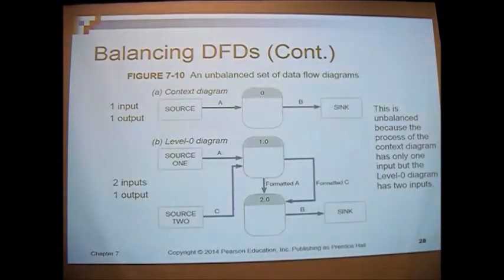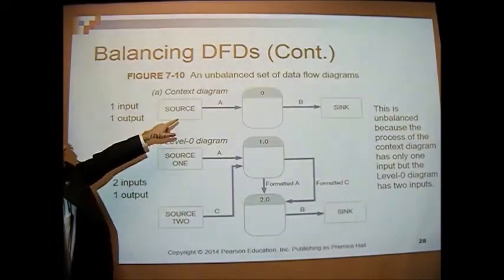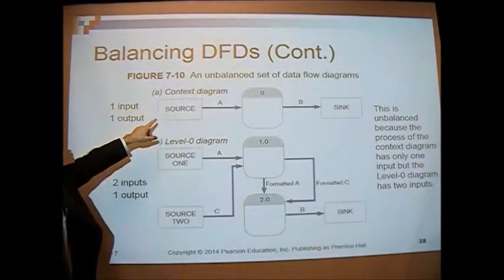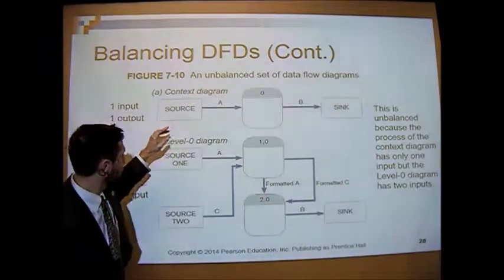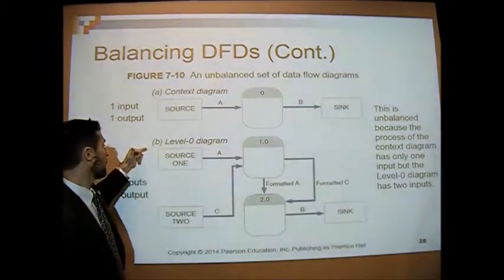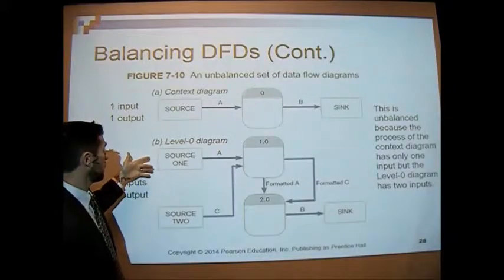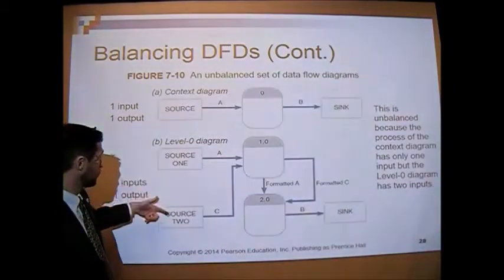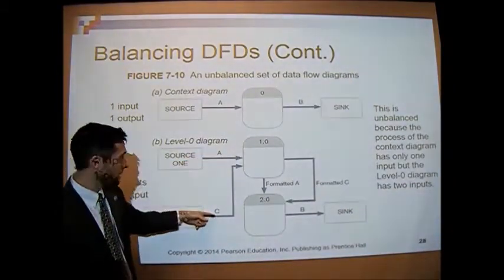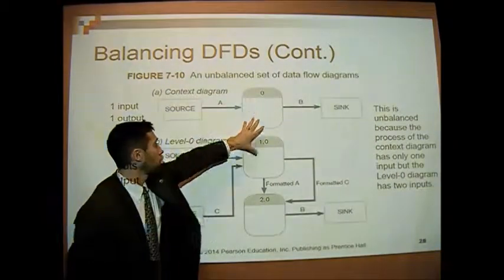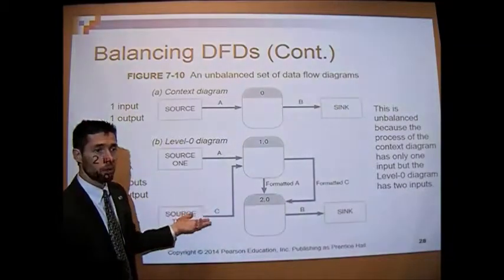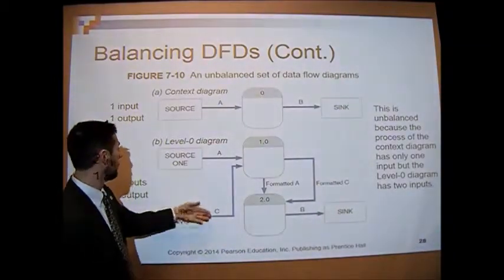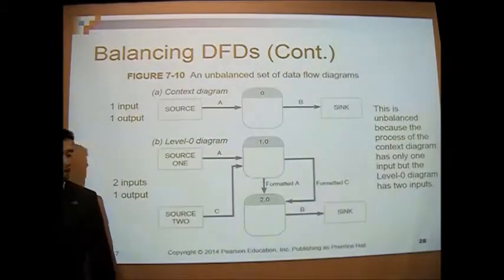Here's an example of making a mistake where they went from their context level diagram with data A coming in, and then they went down to their level 0 diagram, and suddenly they're showing that there's a source 1 and a source 2, and it's providing data A and data C. So they tried to explode out this part, but suddenly they introduced C into the equation, which wasn't there before. So this is just an example of something that went wrong when they went to that next level.